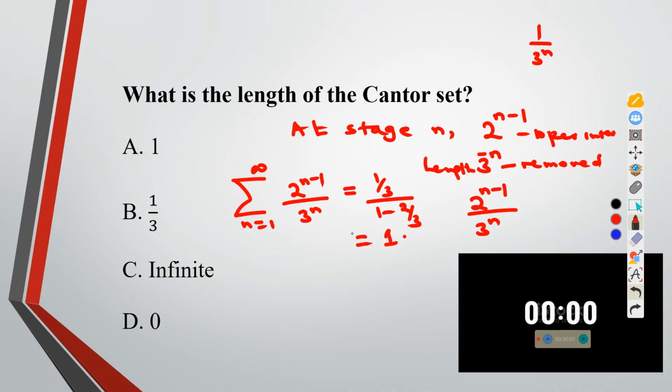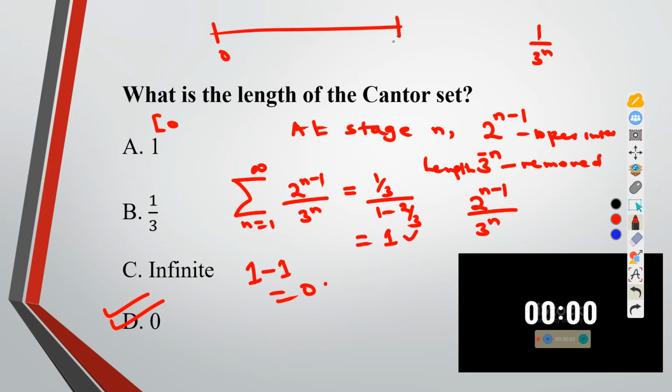So basically, starting from the initial interval of length 1, the remaining measure will be 1 minus this value 1, and this gives us 0. So the length of the Cantor set is 0, because 1 is simply the length of the initial interval. As you are constructing, you must be remembering the length of the initial interval is 1, before you remove anything.